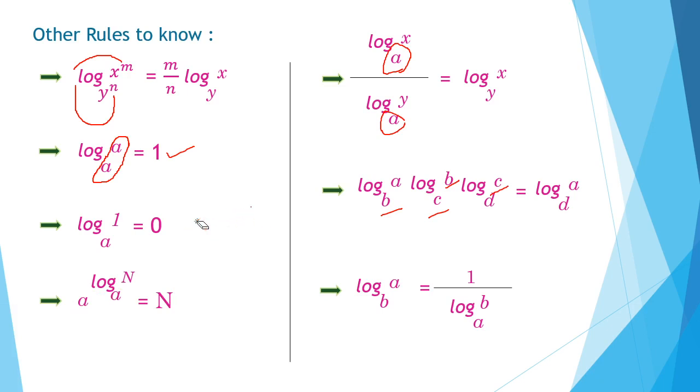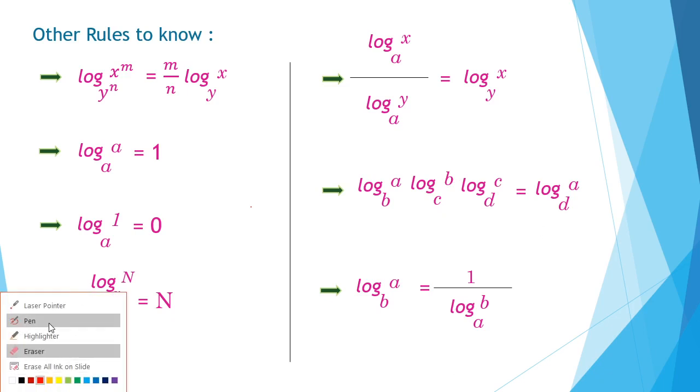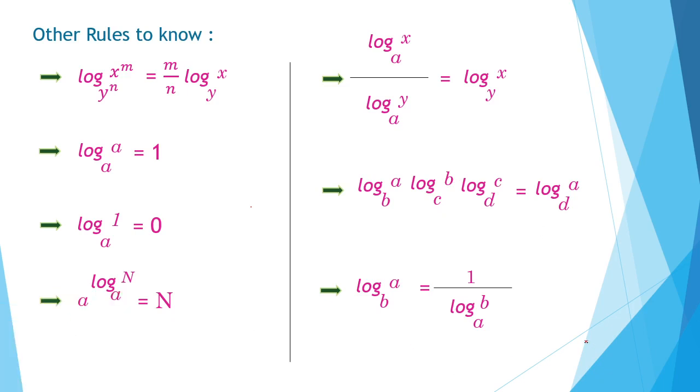I'm erasing all these highlights for a clear view to write in the notebook. It takes some time to erase. Don't mind. I'm erasing all these highlighters. Okay, I'm taking the pen again. So these are the properties.